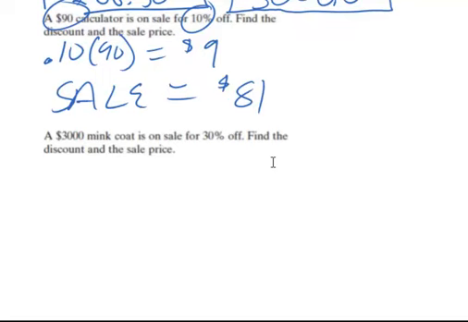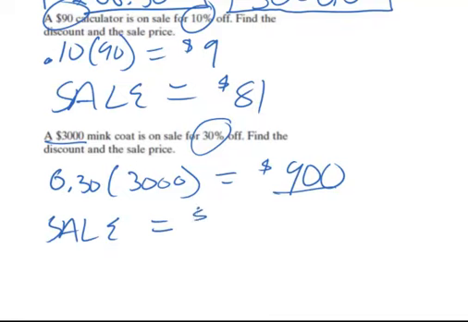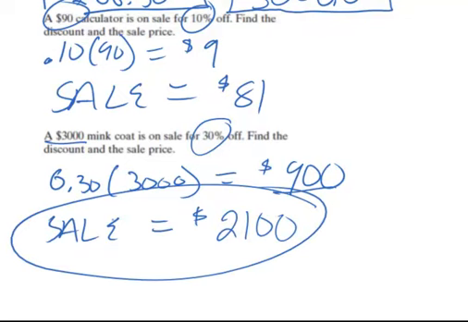All right. And the last problem with discount says a $3,000 mink coat is on sale for 30% off. Find the discount and the sale price. So 30%, 0.30 times 3,000 should be giving us 900. Now, the sale price is going to be 3,000 minus 900. That should be 2,100.